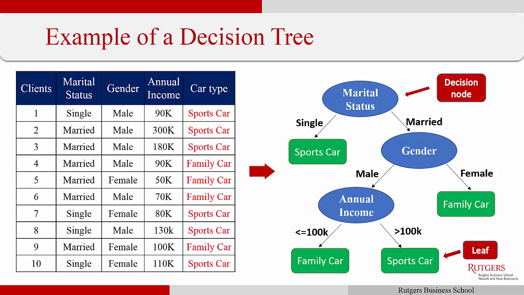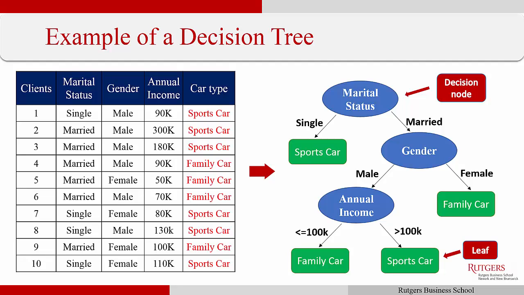And then I'll give you an example of the decision tree. The left-hand side is our training set, which has 10 clients' information, and we have 3 different attributes: marital status, gender, and annual income. And the class is car type, which is the client's preference. Based on the training set, we can build the decision tree model on the right-hand side. And you can see the blue circle is a decision node, which presents the function.